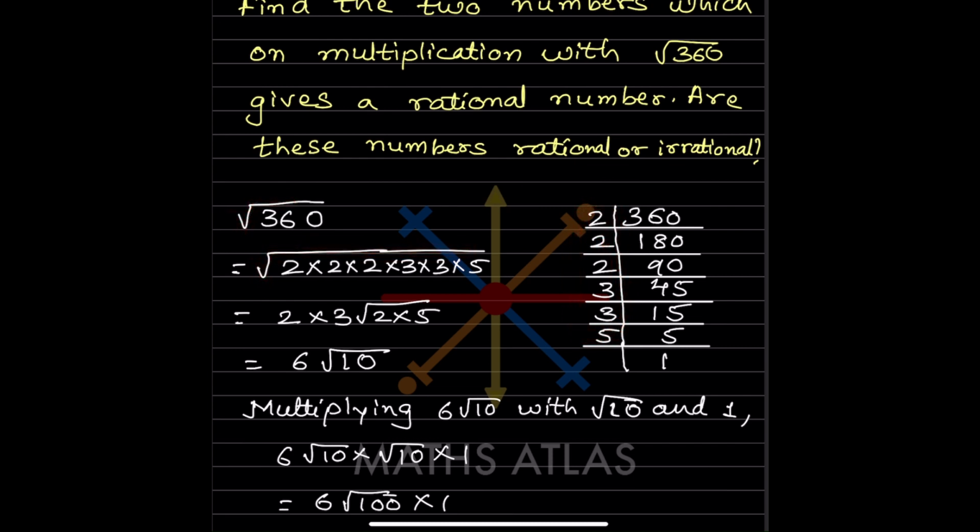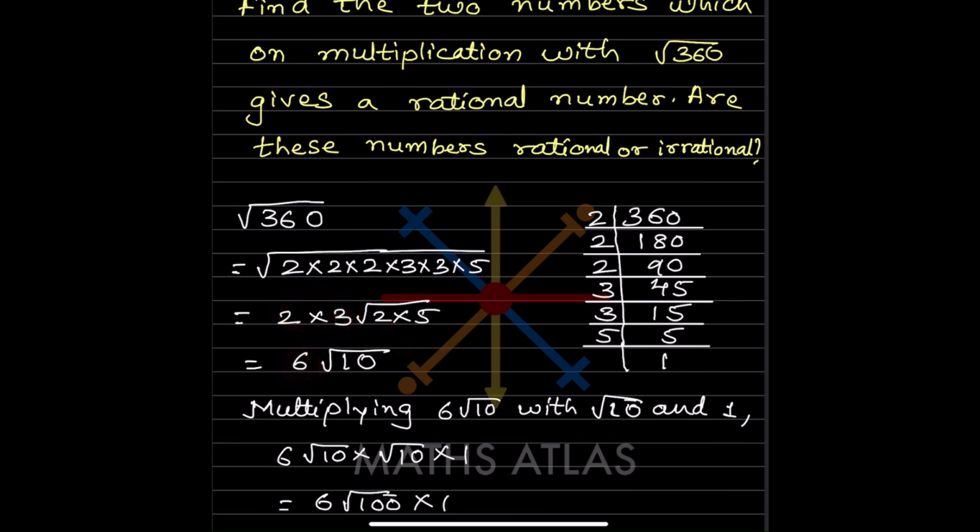Now we will make groups here. This is repeated, this is repeated. That means it goes out of the square root sign, and we are going to write it only once. So this 2 into 3 is here. And now what remains in the root? That is 2 into 5. So this is going to be 6 root 10.